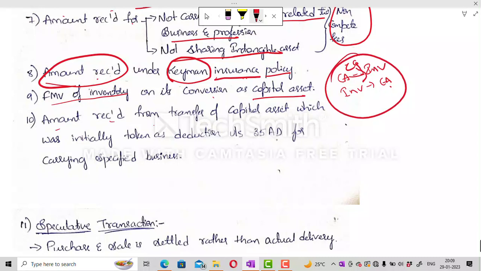Amount received from transfer of a capital asset which was initially taken as a deduction under 35AD for carrying on specified businesses. We will learn this at a later stage. For doing some specific businesses, we can claim 100% deduction for a fixed asset. But if we sell that asset in the middle, we need to pay tax on it and it is taxable under PGBP.